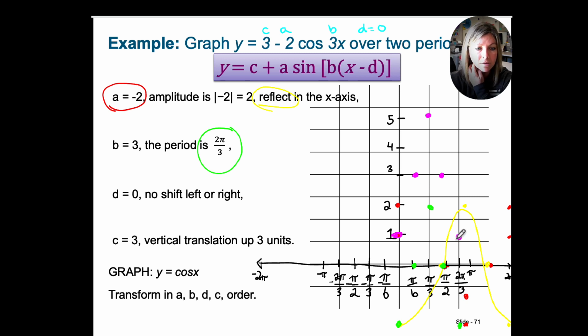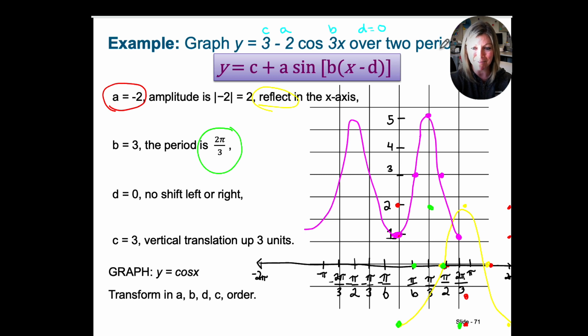Okay, anything else? No, that's it. So this right here is 1 period of y equals 3 minus 2 cosine of 3x. Second period we can do on this side. I'm just going to sketch it. I'll show you the graphic. That looks a lot better than mine. But what we have right there is 2 periods of y equals 3 minus 2 cosine of 3x.